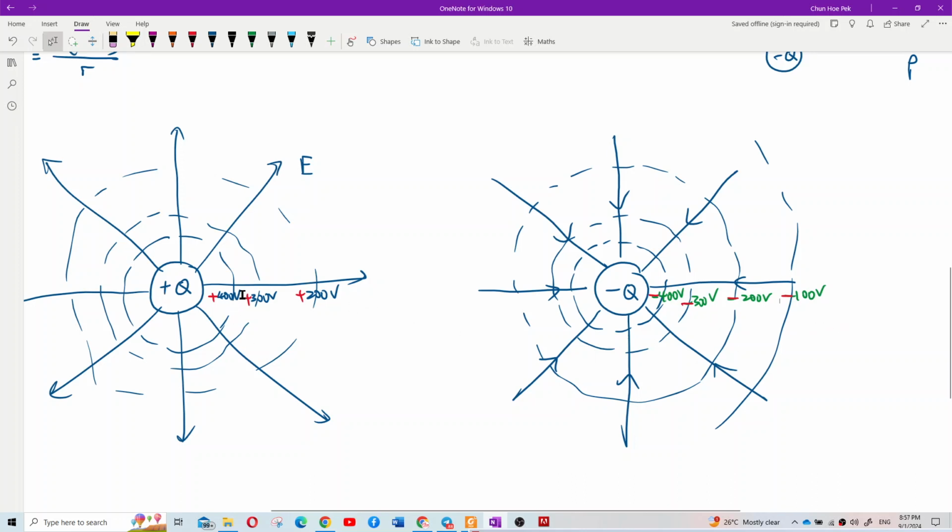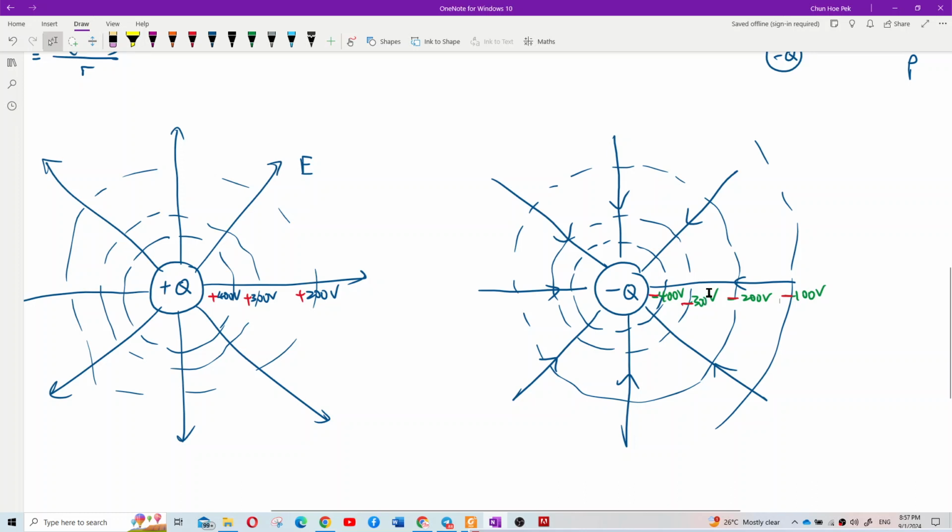Does 400 volt here mean potential 400 volt to the right? 300 volt here means 300 joule per coulomb, to the right also. This one to the right also. And this one all to the left. 400 volt to the left, 300 volt to the left. Is the positive or negative here meant to show direction, class? Does it mean direction? Potential energy.